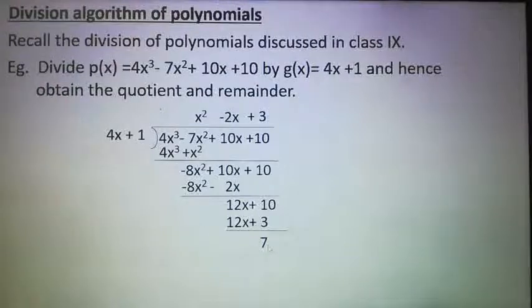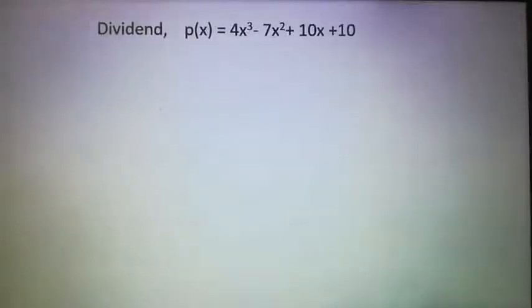We cannot divide it completely with the 4x plus 1, and you get the remainder 7, and the quotient is x square minus 2x plus 3. So this is the process of division of a polynomial with another one. The dividend polynomial was 4x cube minus 7x square plus 10x plus 10, and the divisor polynomial was g of x, which is 4x plus 1.